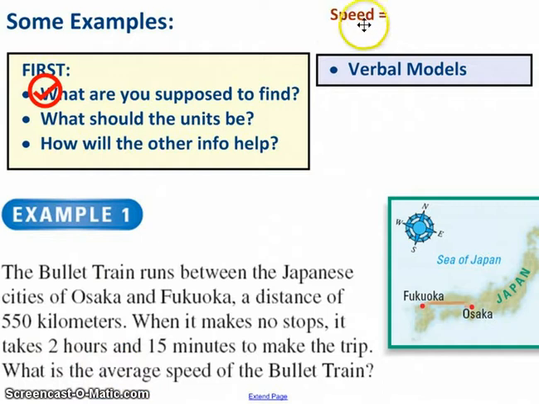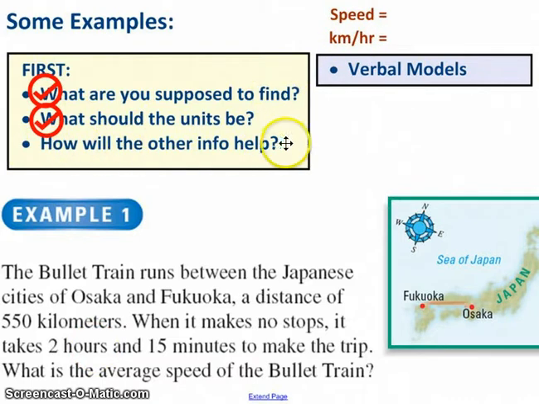So as I put it up here, speed equals. So next step, what should the units be? Well, what are typically units for speed? Miles per hour is something that comes to mind with a car, but here we're measuring in kilometers, but it is kilometers and hours. Let's make the units kilometers per hour. Okay, so we've got that now.